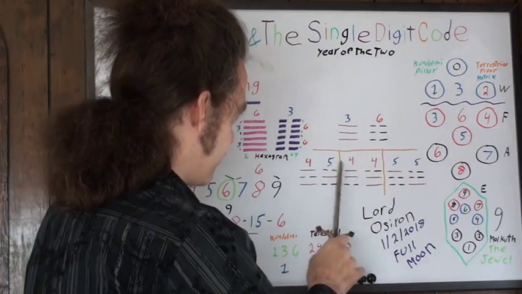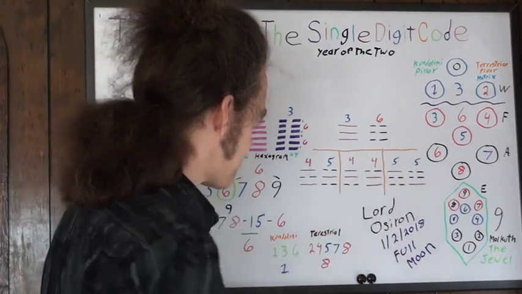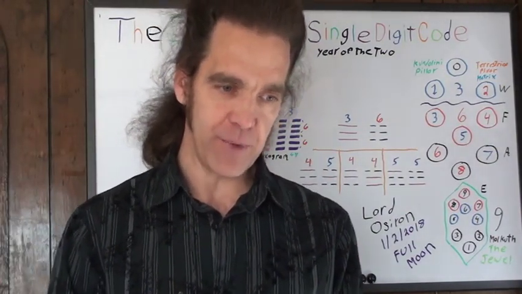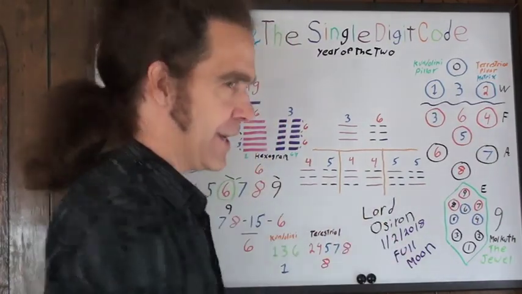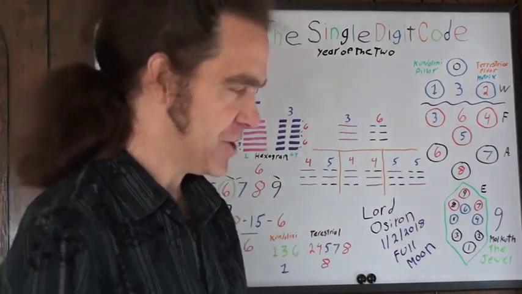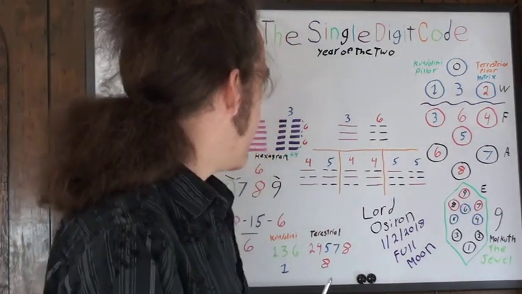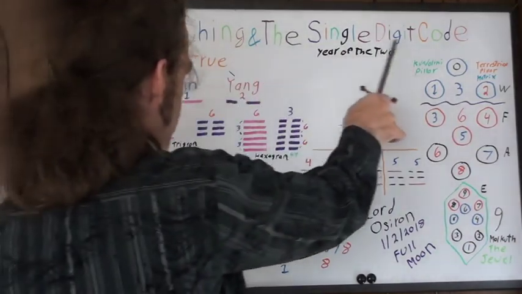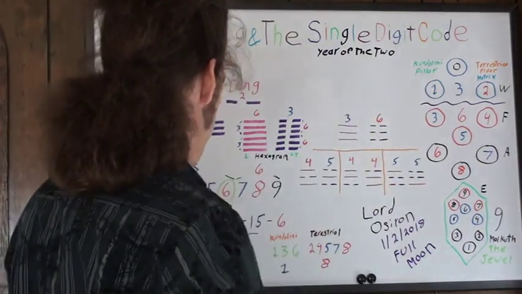It goes 1, 2, 3, 4, 5, 6, 7, and 8. Okay? And now it comes down. Right now I'm working on decoding this, because just because this goes in order, it doesn't mean it has to go in order. There's a couple of ways I'm working on that, and I'm not finished yet. It's going to take a while. But so that is that. So this is the I Ching and the single digit code, the year of the 2.